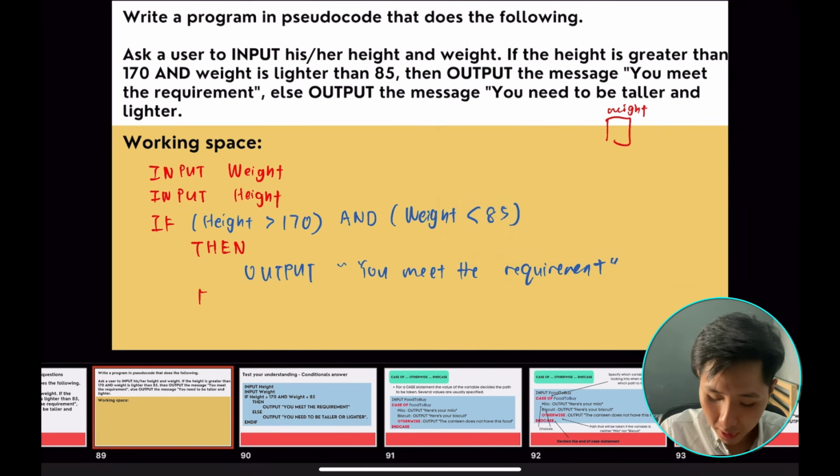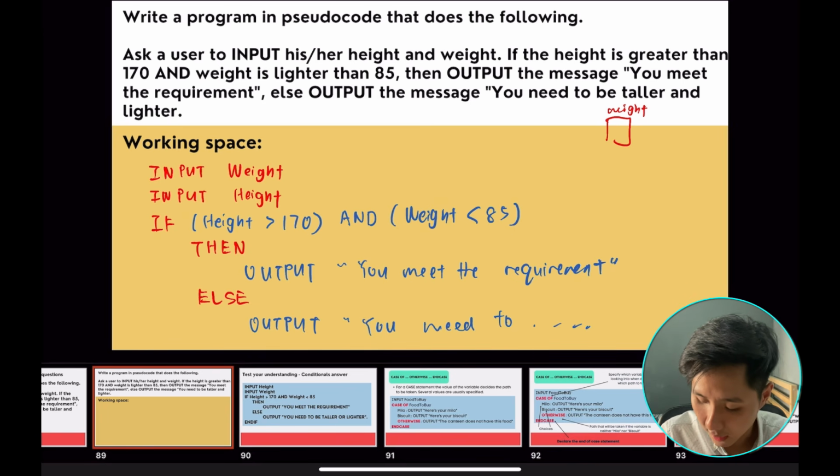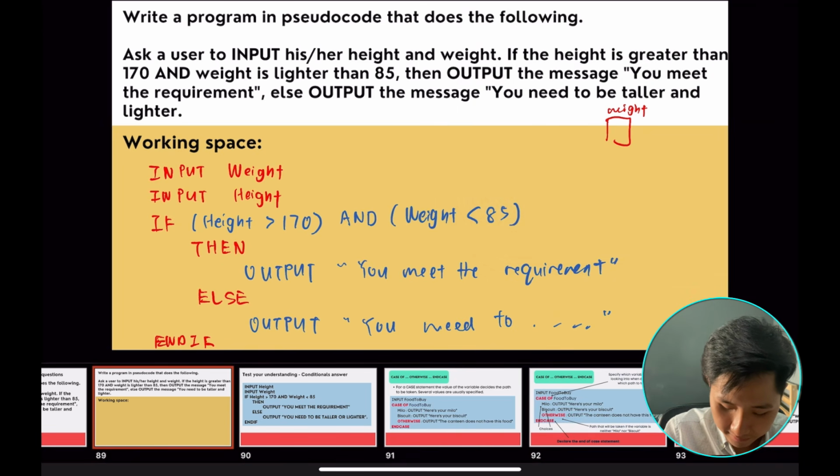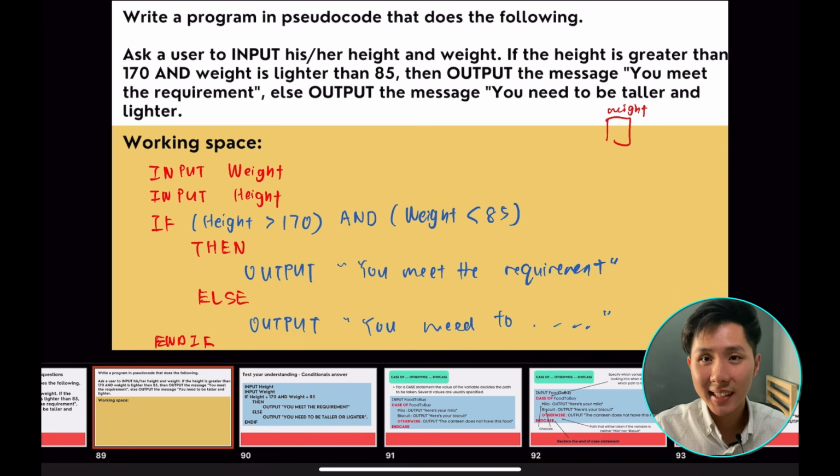If not, we are going to output another message, else you need to be taller. You need to be taller. I'll just skip this to save time. And followed by the if statement. And that's it. That is how we use an if statement to write a program that makes decisions based on what the user keys in.